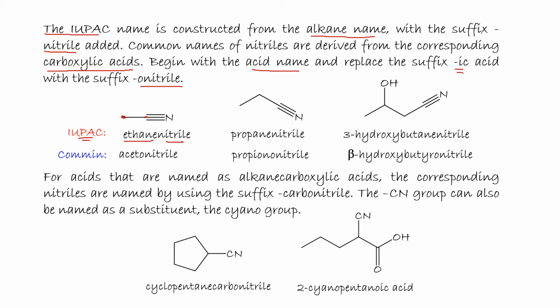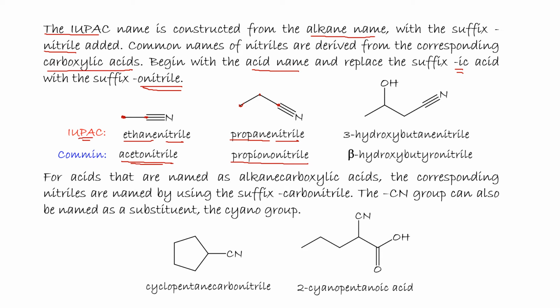It is a common name. Two carbons means acetic acid. So we take the -ic out and add -o-nitrile, so it will be acetonitrile. Here we have 1, 2, 3. It will be, IUPAC, propanenitrile. For the common name, it will be propionitrile.